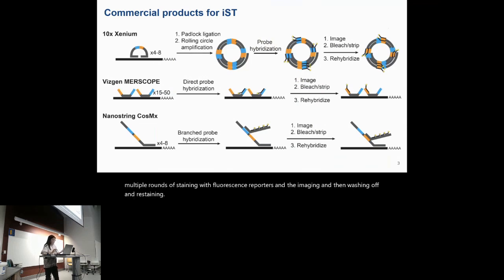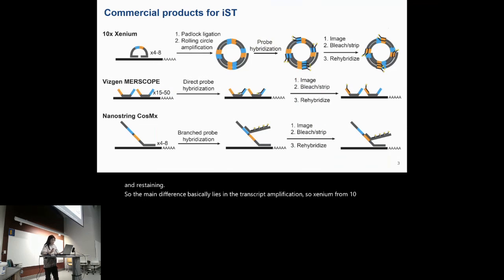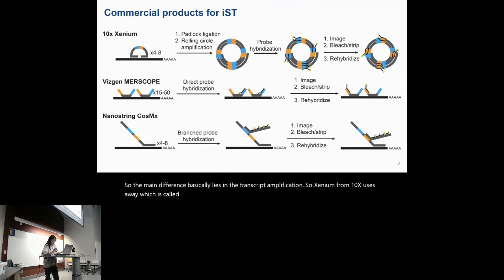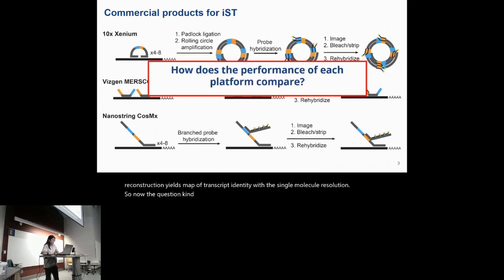So the main differences basically lie in the transcript amplification. Xenium from 10x uses a method called rolling circle amplification. CosMx from NanoString, on the other hand, uses a low number of probes amplified with branch chain hybridization. And lastly, MERSCOPE from Vizgen uses direct probe hybridization. And then computational reconstruction yields the map of transcript identity with single molecule resolution. So now the question arises: how does the performance of each platform compare?